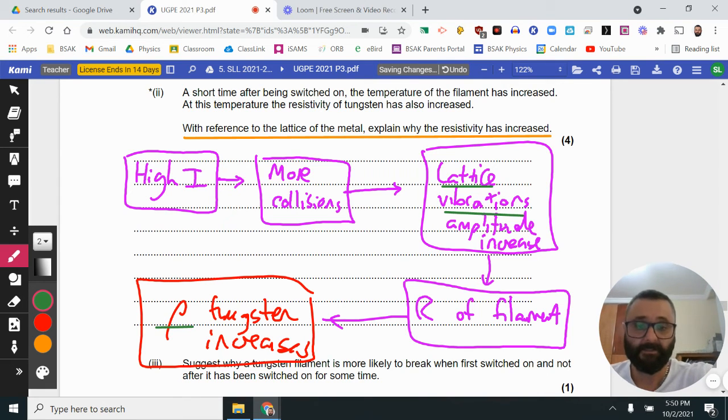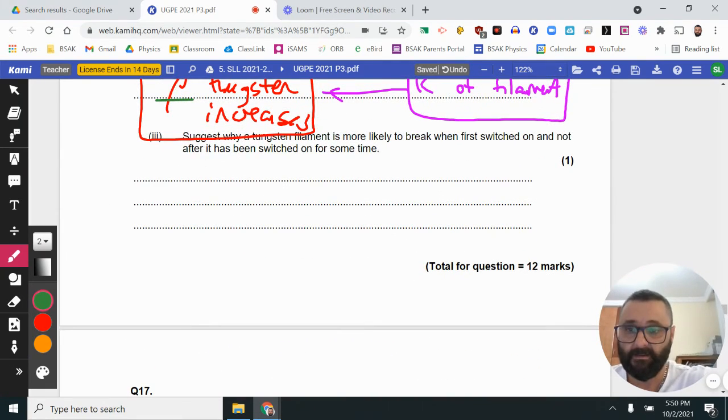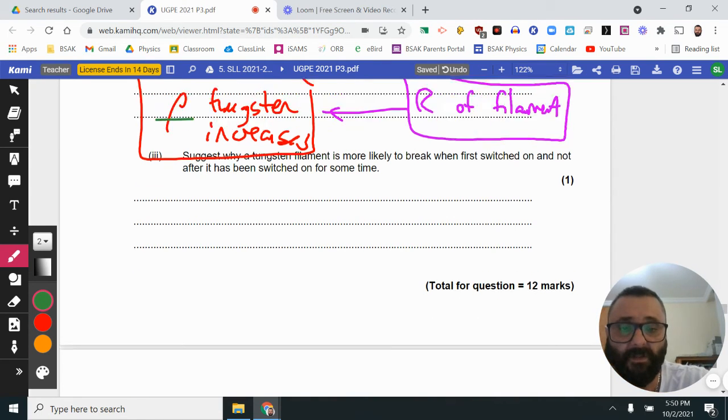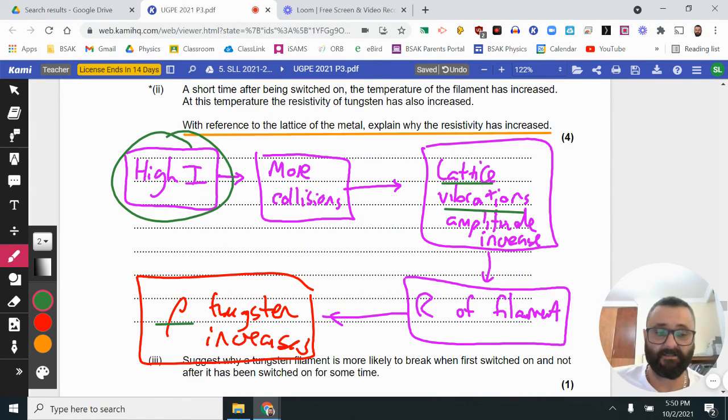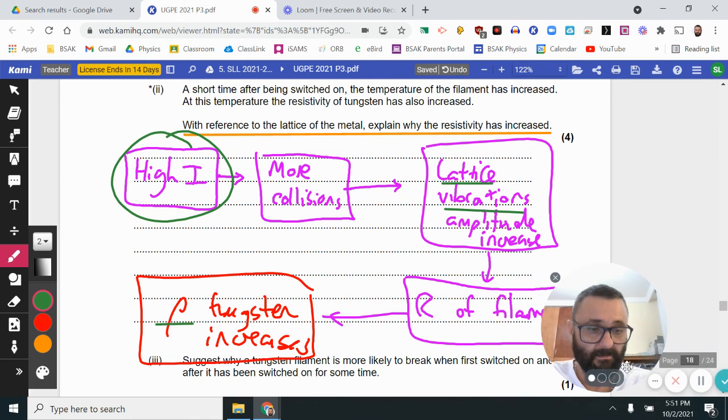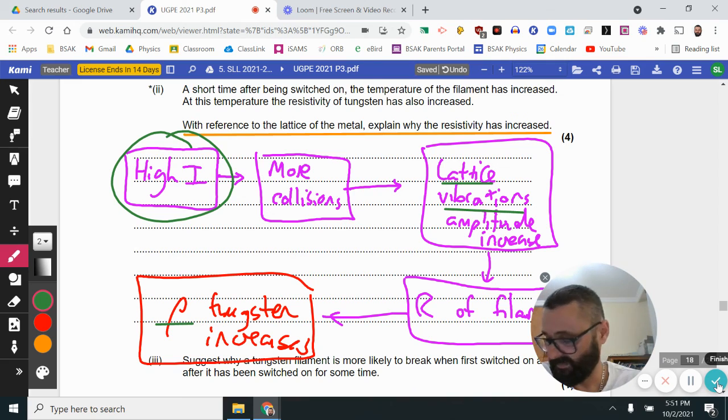Yep. Right, and then finally, suggest why the tungsten filament is more likely to break when it's first switched on. When it first switches on, we have a low resistance leading to a very high current surge at the start. A very high current surge is more likely to burn it out. I think you might remember me showing you that with the data logger last year. Maybe you don't. Well, there you go, guys. Question 16 done.